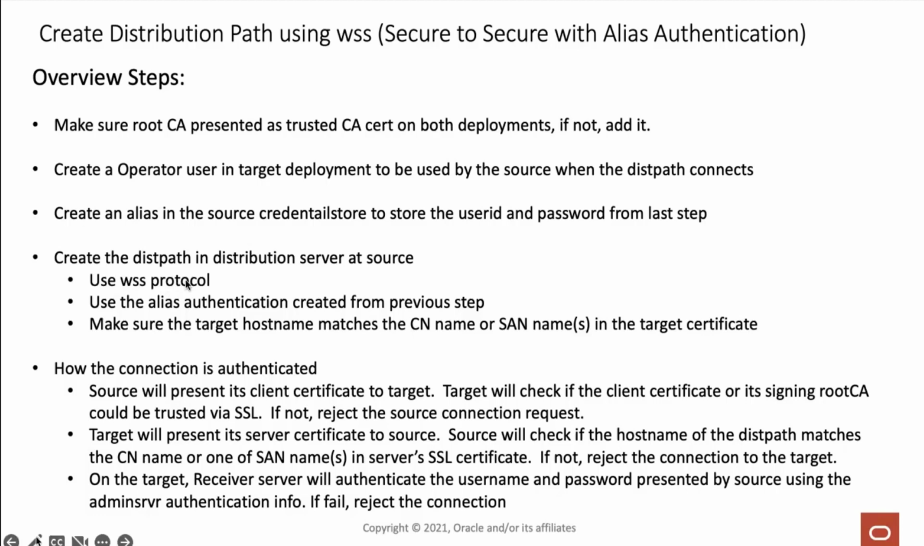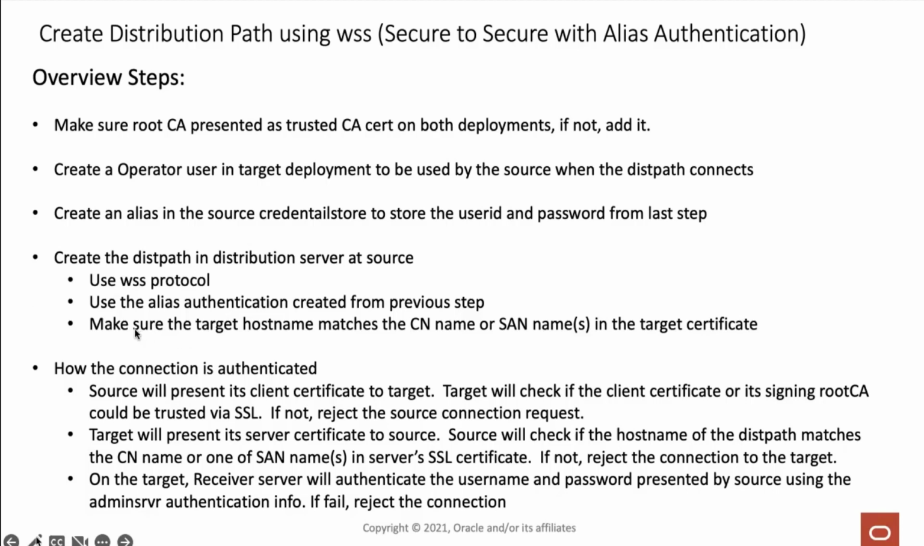And then when you create the distribution path in the distribution server on the source, you have to make sure you choose the WSS protocol, which will use SSL. And you have to use the alias authentication method, created in the previous step, to tell it which alias has the user ID and password information.